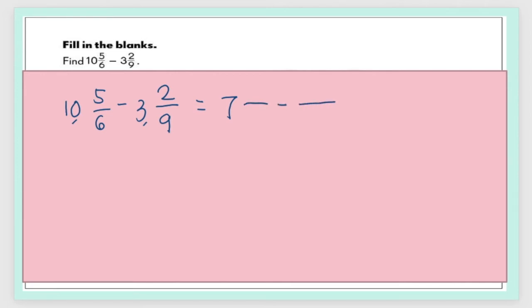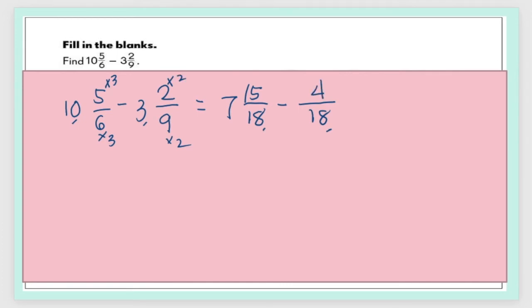What is the common multiple of the denominators 6 and 9? It's 18. So we'll use that as our common denominator. 6 times 3 will give us 18. So we have to do the same thing for the numerator. 5 times 3 is equal to 15. 9 times 2 is equal to 18. So 2 times 2 is equal to 4.